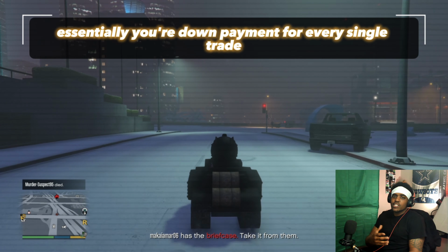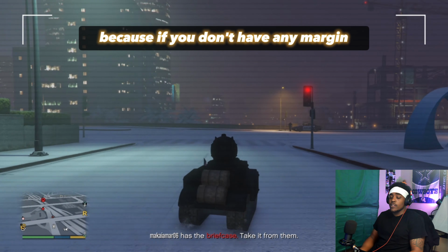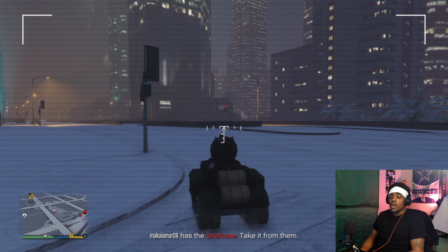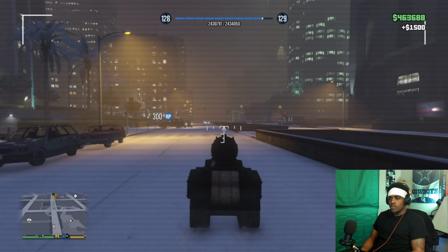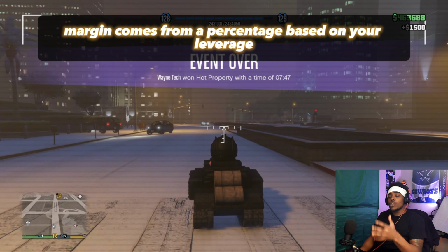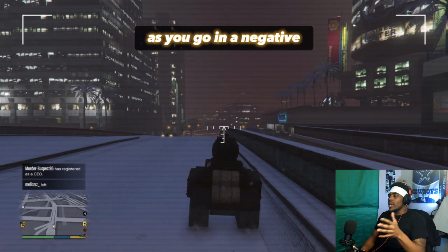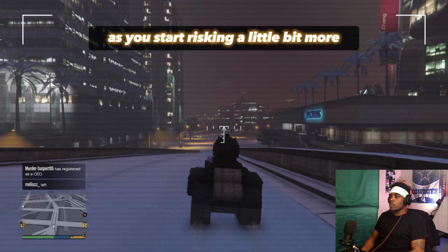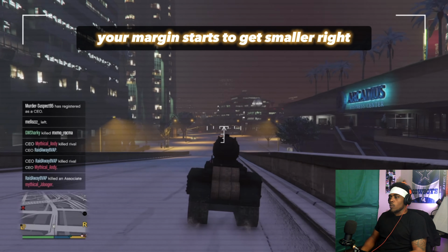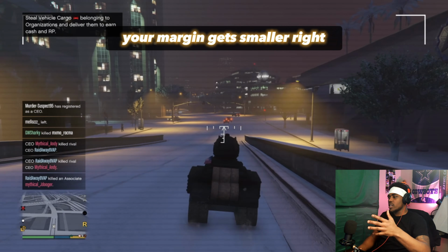But essentially, margin is your down payment for every single trade, because if you don't have any margin inside your account, you're not going to be able to place the trade. Margin comes from a percentage based on your leverage. As you go negative, as you start risking a little more, your margin starts to get smaller. As you place more trades, your margin gets smaller, right?